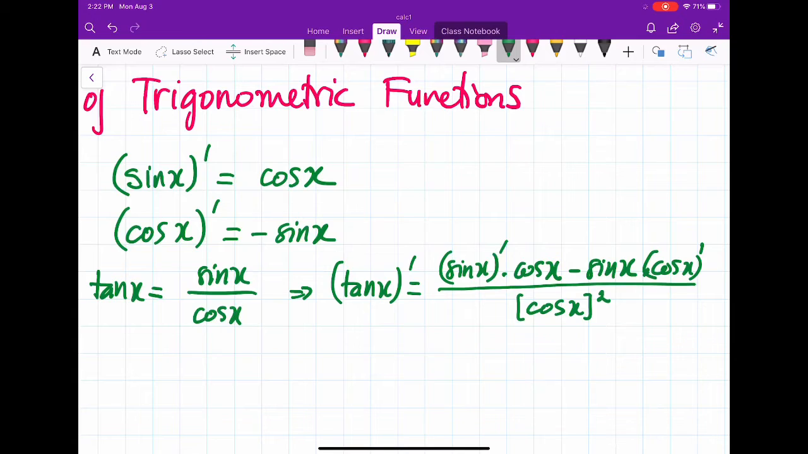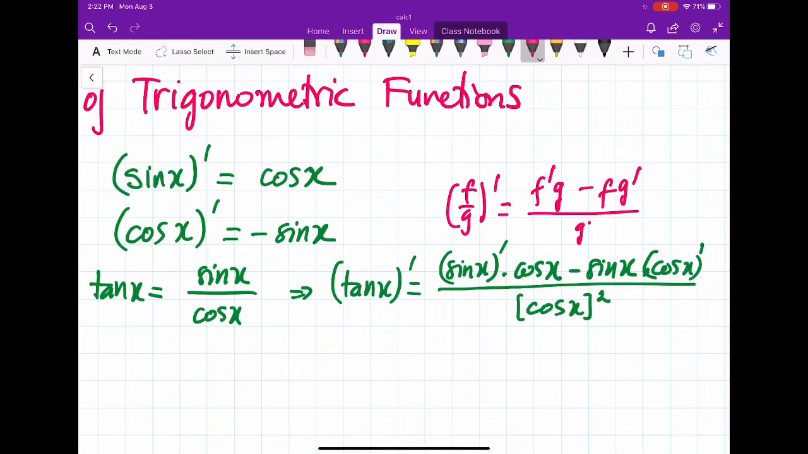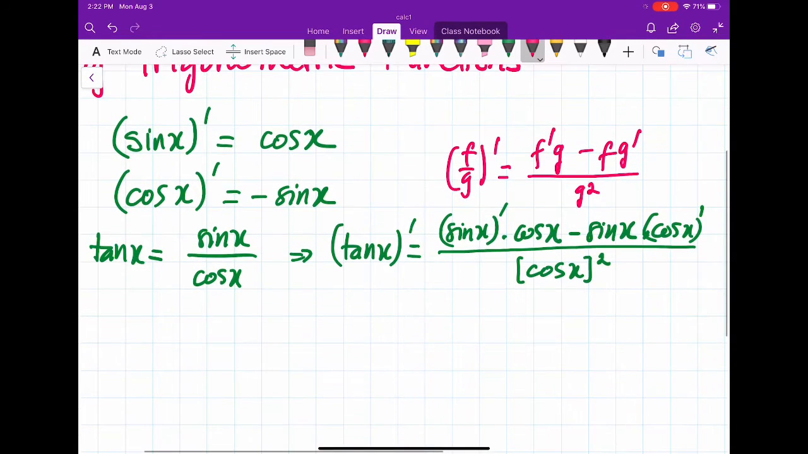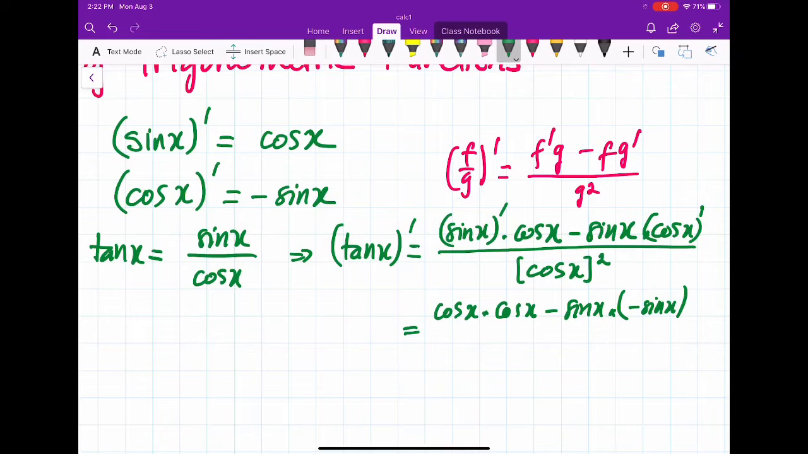That is the quotient rule. Let me remind you that: f over g derivative is equal to f derivative times g minus f times g derivative, divided by g squared. Okay, then the derivative of sine is cosine x times cosine x minus sine x. The derivative of cosine is negative sine. And I have cosine x squared. So on the top I have cosine squared minus, with the negative, will be plus sine squared.